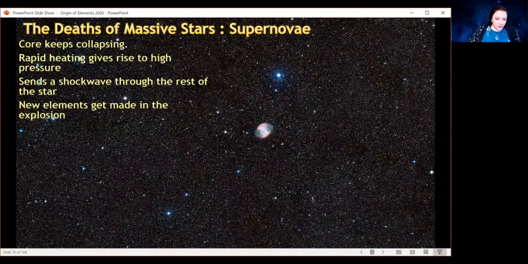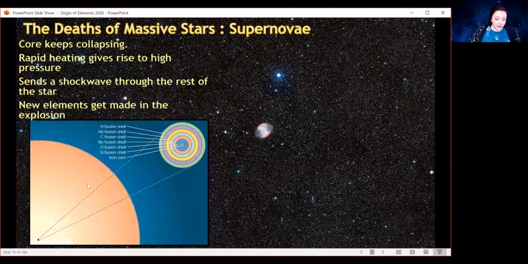But what's happening in the meantime is you've got stuff that was around the core falling in and getting hotter and hotter. And that, as it heats up, the gas gets higher pressure. Temperature and pressure are highly correlated, so the pressure goes up, and that can push back against gravity. And because it's collapsing rapidly and heating up rapidly, that's a rapid push out of pressure, and that generates a shock wave that goes through the rest of the star.